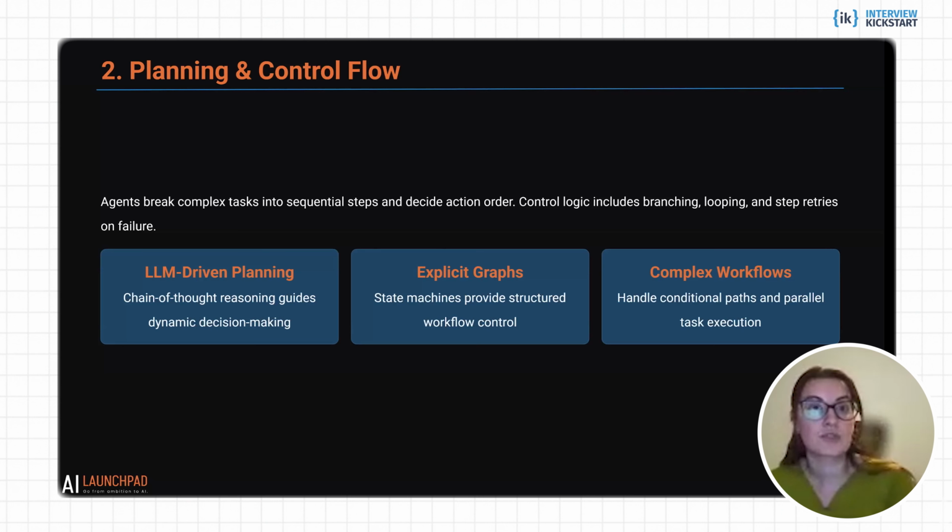There are different frameworks. For example, in a framework like LangGraph, it's implemented as a graph-based state machine, and you literally draw the nodes and the edges, and the agent walks that graph dynamically. It is structured enough for reproducibility, but flexible enough for the model's reasoning. And with good planning and control flow, your agent becomes not just smart, but predictable, auditable, and recoverable.